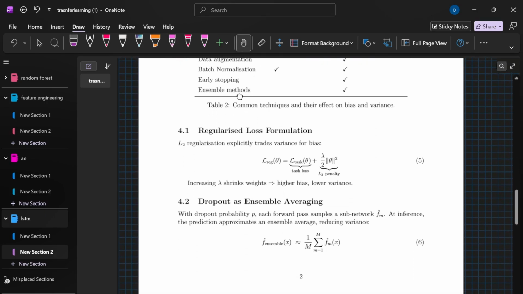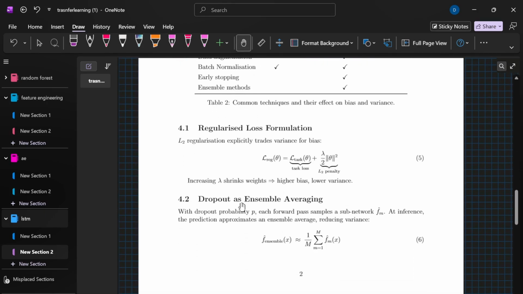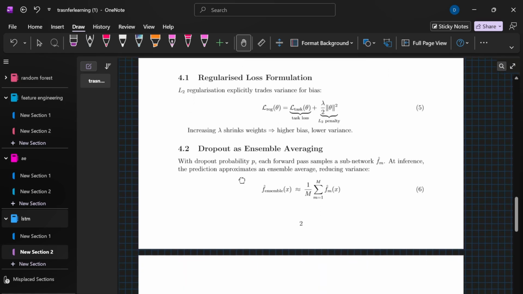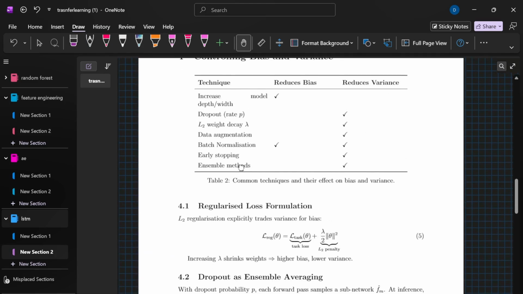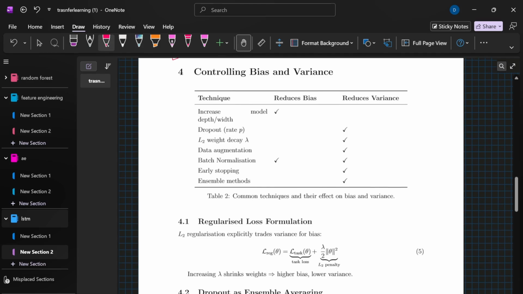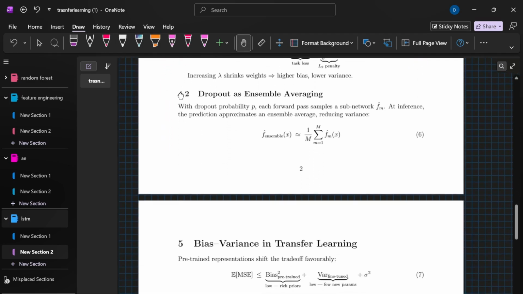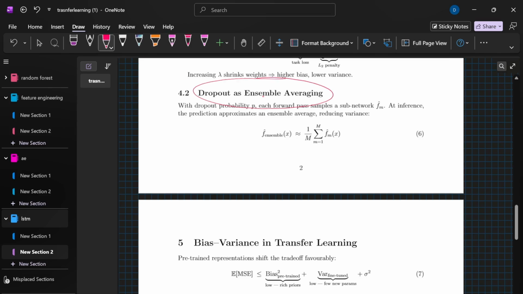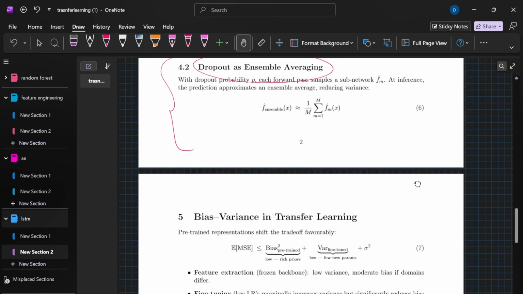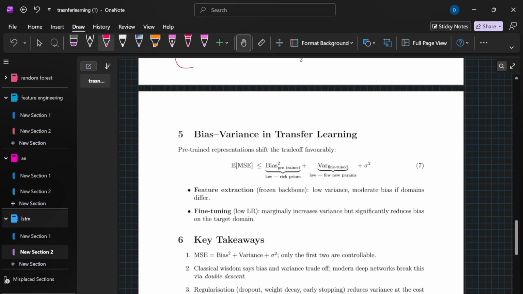Okay, now how can you control the bias and variance in this? So to be practical, how do you actually manage this? To reduce the bias, increase your model size, add more layers, more neurons into it, and give the model more capacity to learn. To reduce the variance, this is where regularization techniques come in. Dropout: during training, you randomly turn off neurons. Each forward pass is like training a slightly different network, and inference time is like an average of all these networks together, which naturally reduces the variance.